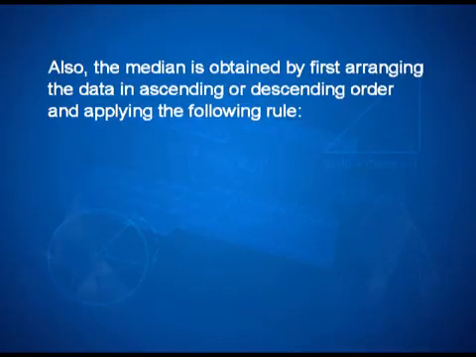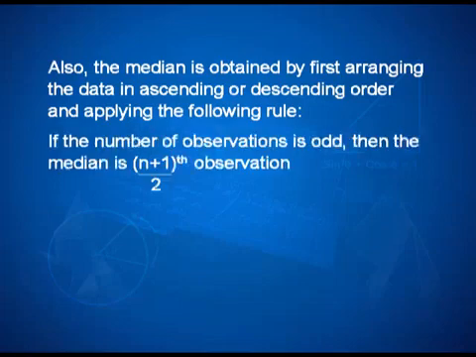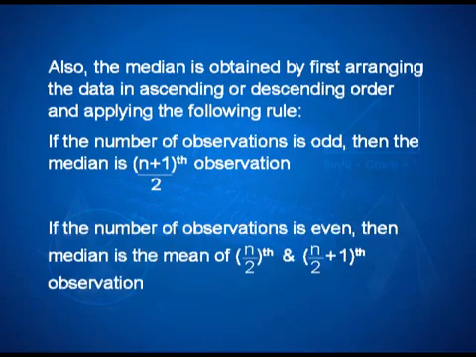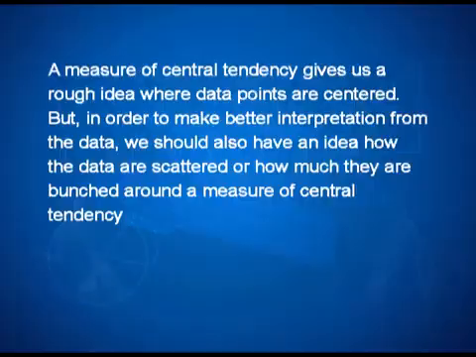Also, the median is obtained by first arranging the data in ascending or descending order and applying the following rule. If the number of observations is odd, then the median is (n plus 1) upon 2th observation. If the number of observations is even, then median is the mean of n by 2th and (n by 2 plus 1)th observation.